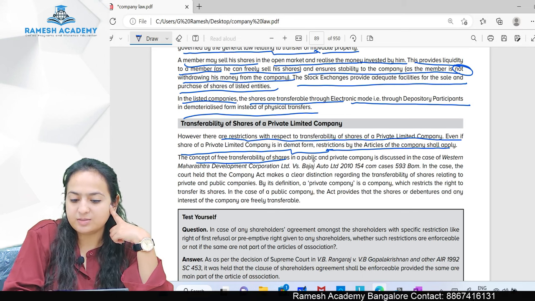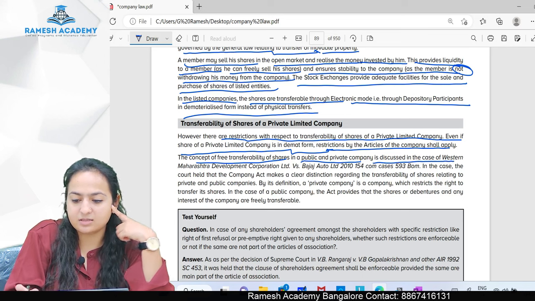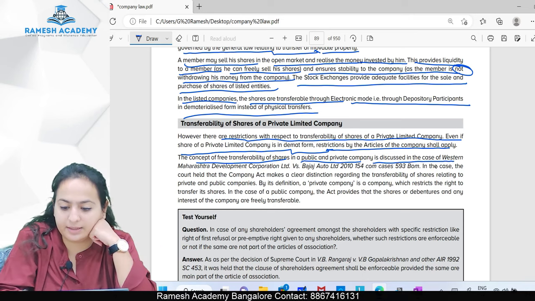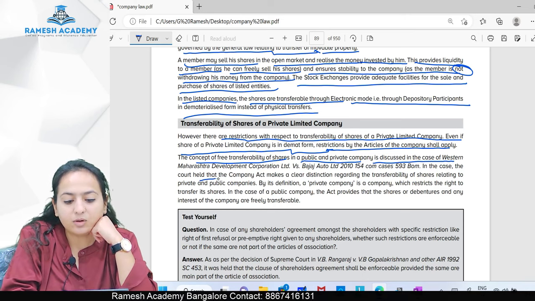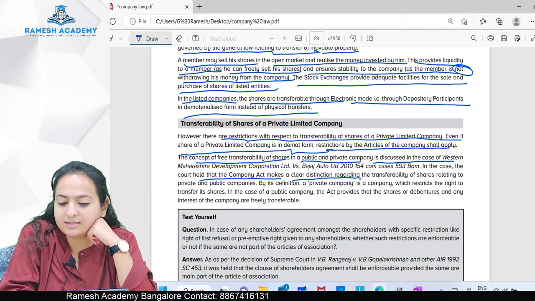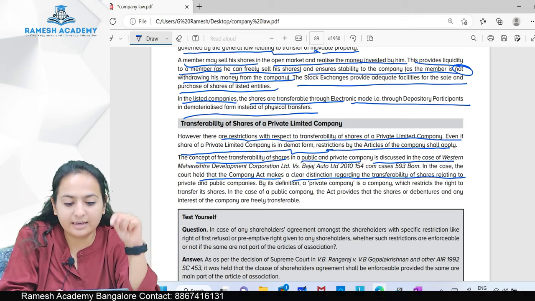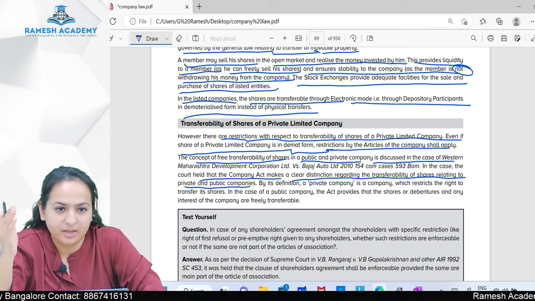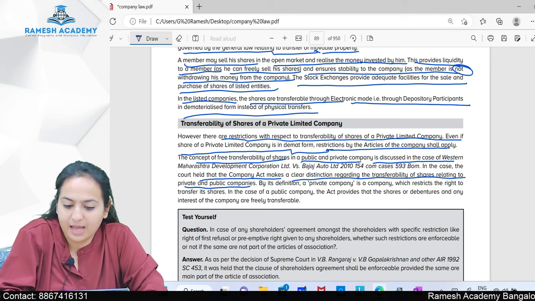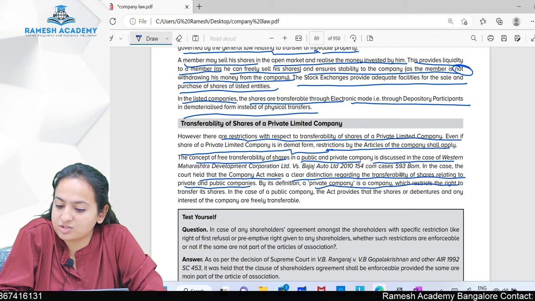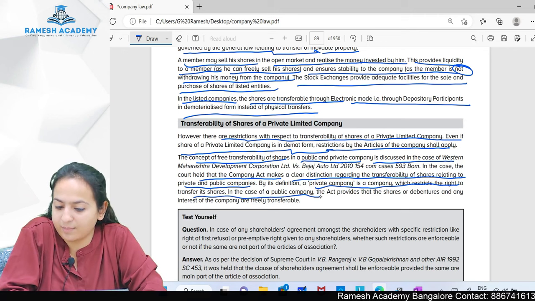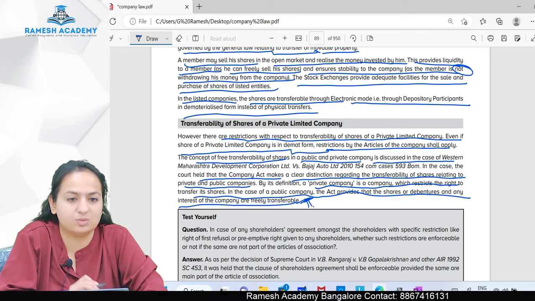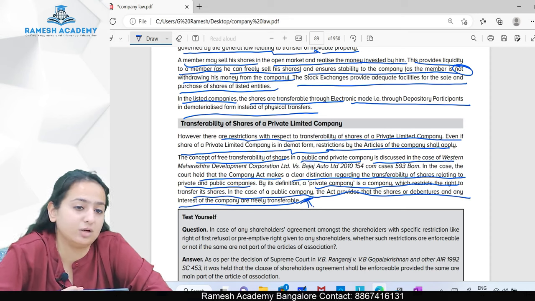The concept of free transferability of shares in a public and a private company was discussed in Western Maharashtra Development Corporation Limited versus Bajaj Auto Limited. In this case, the court held that the Companies Act makes a clear distinction between transferability of shares relating to the private and the public company. By definition, a private company is a company which restricts the right to transfer its shares. In case of a public company, the Act provides that shares, debentures and any interest of the company are freely transferable. So in case of a private company, there is a restriction to transfer the shares.